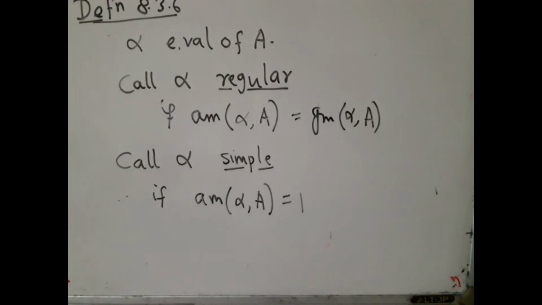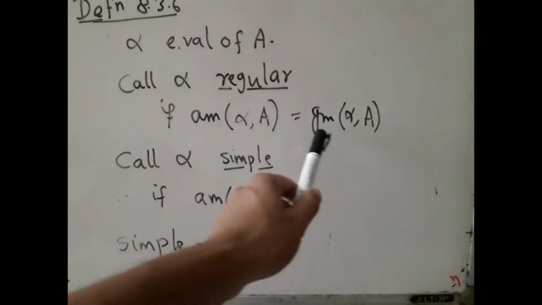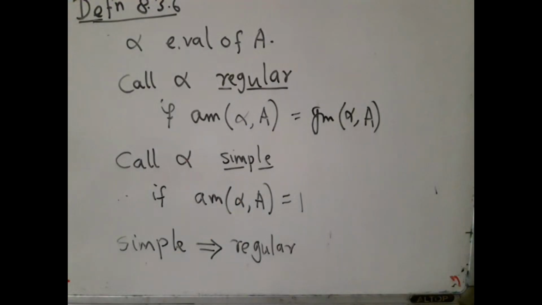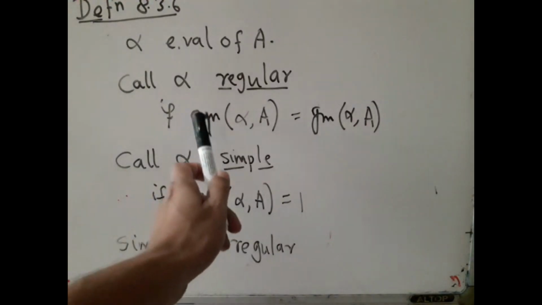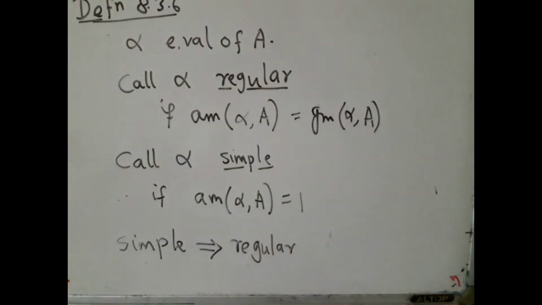It is quite easy to see that a simple eigenvalue must be a regular eigenvalue, because neither algebraic multiplicity nor geometric multiplicity can be equal to 0. They must be at least 1. So if the algebraic multiplicity is 1 and the geometric multiplicity is a strictly positive integer less than or equal to it, then you must have both geometric multiplicity and algebraic multiplicity equal to 1. But the converse is not true.